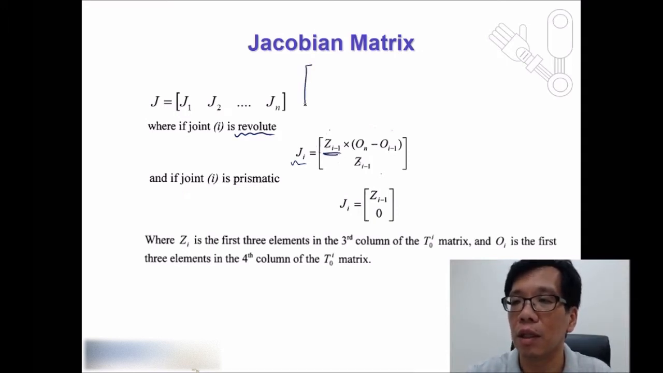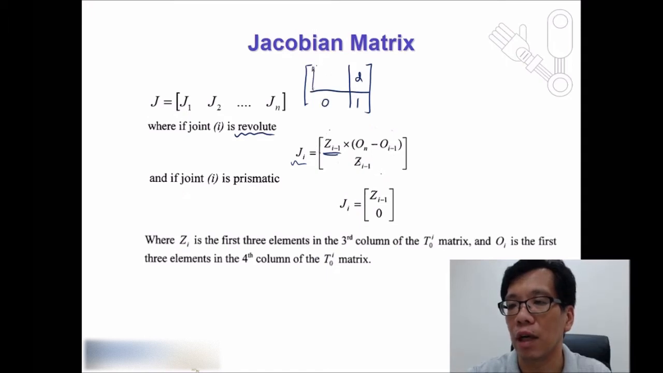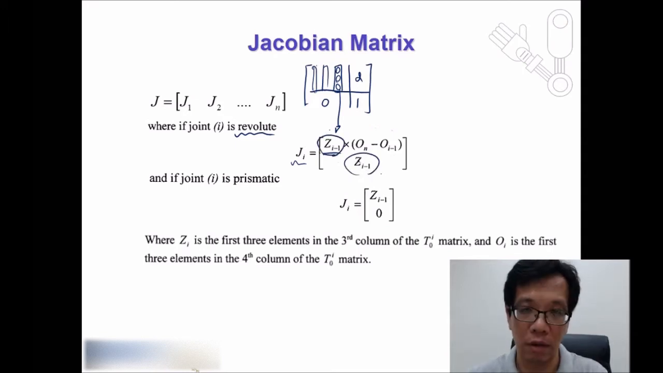So we got that is D, that is 1, that's 0. So you have X column, Y column, and Z column. That is going to be this part over here. So over here, if this is a Revolute joint, you will need to have the information of those three components over here and over here.